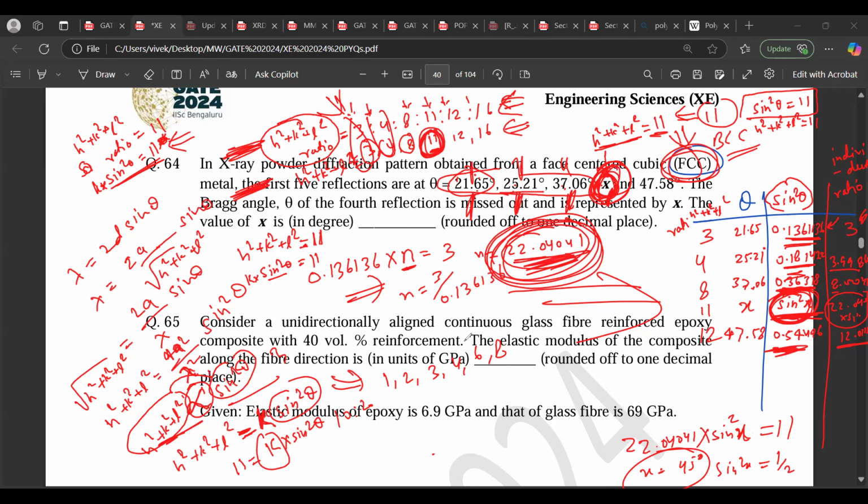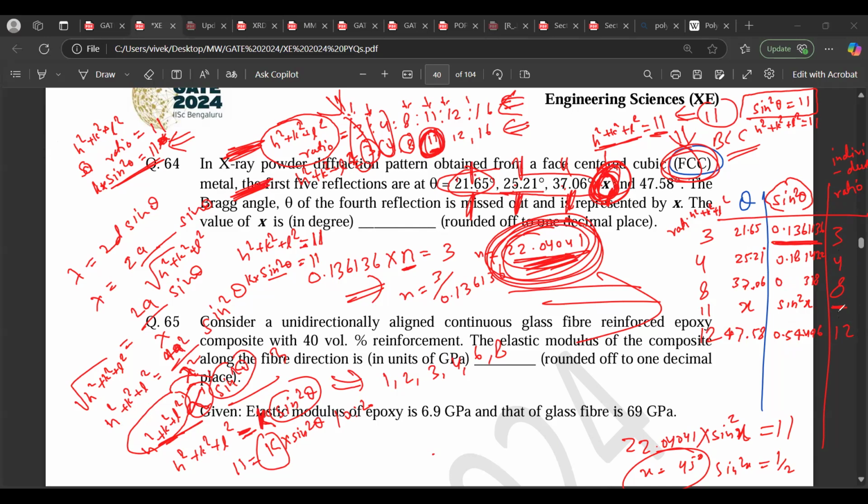That is the way. Now I will tell you, if FCC was not given, you can still find out it is FCC, because all the other ratios automatically become 3, 4, 8, 11 if you multiply by the factor. So I hope you all understood that for this sine square theta, you have to make 3. If automatically this is not coming as 3, 4, 8, this is of course unknown, and 11, 12, if it is not coming, it is not FCC.